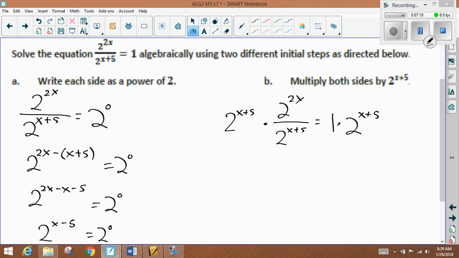1 times 2. Just multiplying both sides by that, so that I can get that out of my denominator, right? I don't want it there. I don't like it.